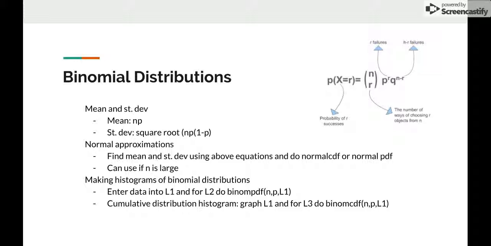1 minus p, or q, is the probability of failures, while n minus k, or n minus r, is the number of failures. So in breaking it down, it's going to be n choose k multiplied by the probability of success raised to the number of successes multiplied by the probability of failures raised to the number of failures. So it's not as complex as it looks. That's just what your calculator is doing when you plug in binomial distribution functions.